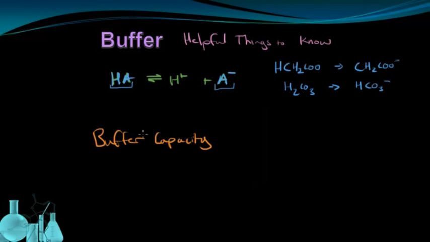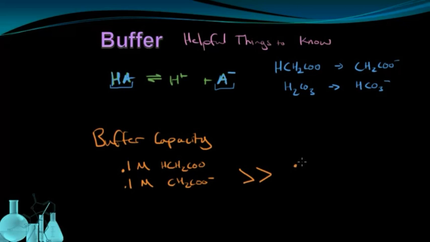And we can look at two examples of this. If I make a buffer with 0.1 molar acetic acid and 0.1 molar acetate ion, this is going to have a much greater buffer capacity than if I did 0.001 molar acetic acid and 0.001 molar acetate ion. And the reason that this higher concentration buffer has a greater buffer capacity is because there are simply more particles available to absorb acid or base.